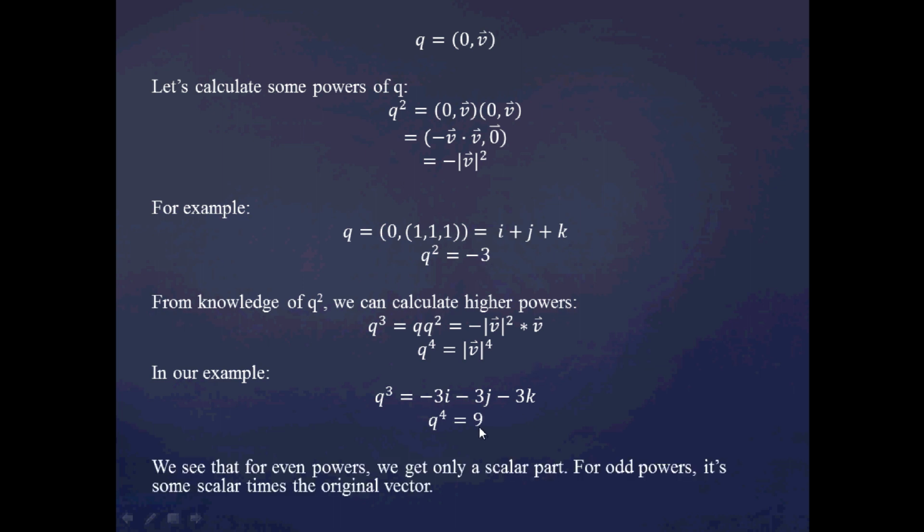And what we have to observe here is that for even powers, like q squared, q to the fourth, we get only the scalar part. And for odd powers, such as q to the first, q cubed, and if you continue, q to the fifth, and so on, it's some scalar times the original vector. And that's really the observation I want to make from these calculations here. And that's going to help in deriving Euler's formula for the quaternions.